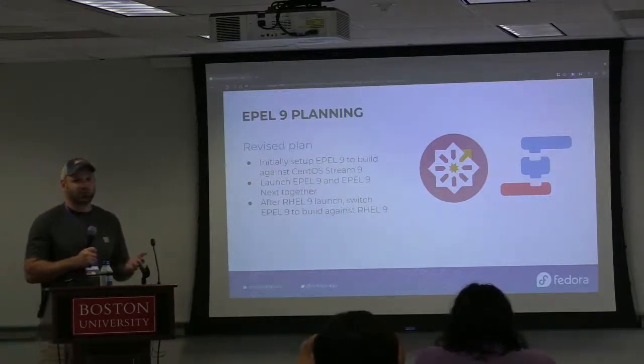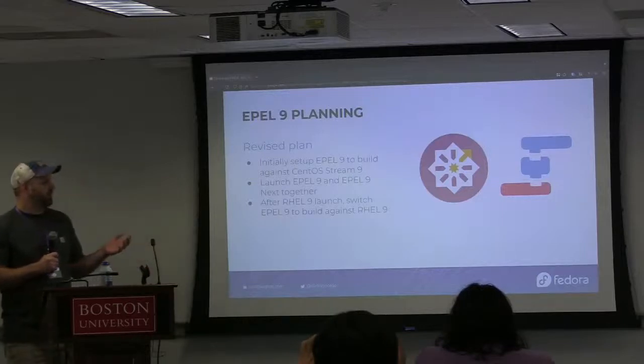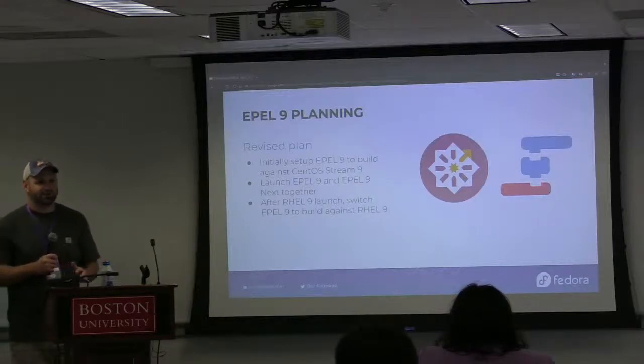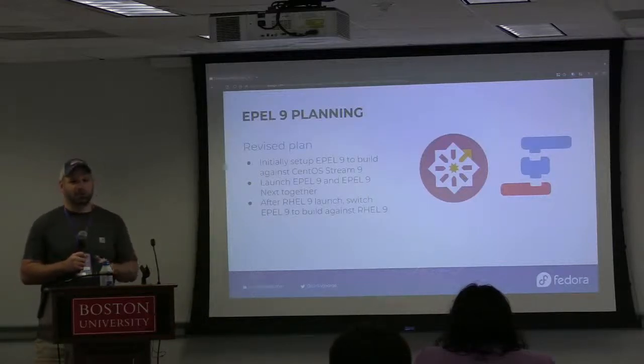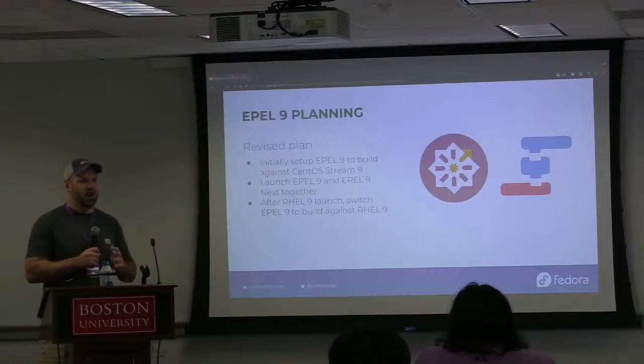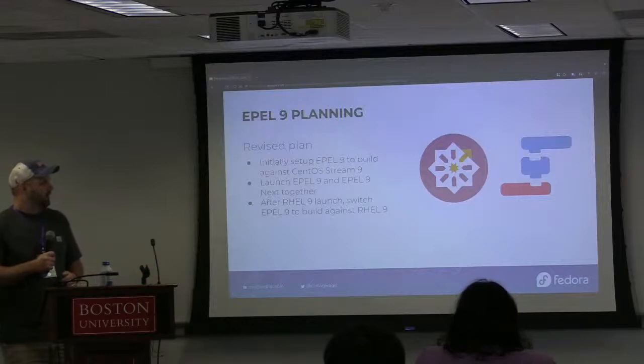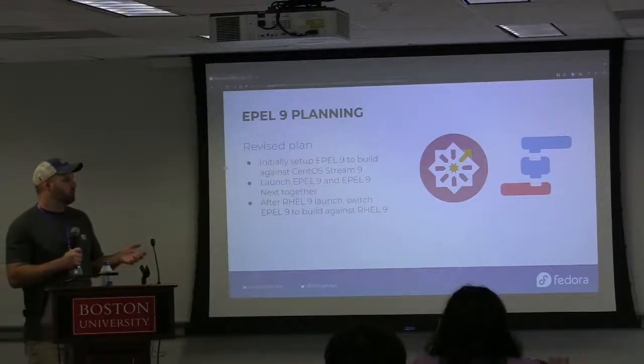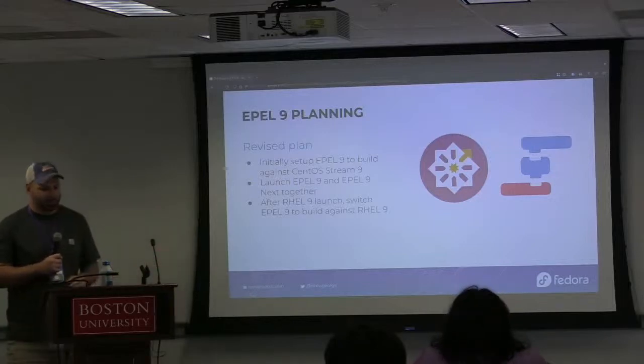EPEL 9 Next was also set up to build against CentOS Stream 9, and we launched them at the same time. The idea was we wouldn't really focus on EPEL 9 Next. Just have it ready, and it'll come into play later once it actually matters, once 9.1 changes start landing in CentOS Stream 9. And then, after RHEL 9 launched, once we had RHEL 9 content, we would switch EPEL 9 to build against RHEL 9.